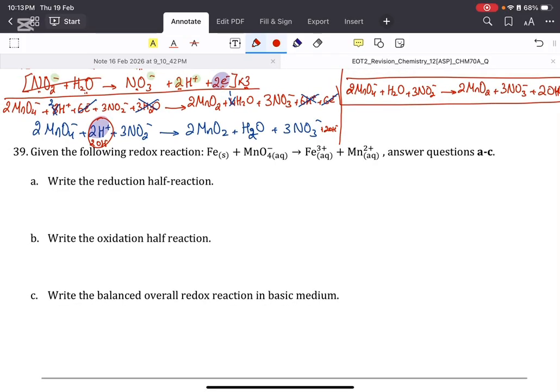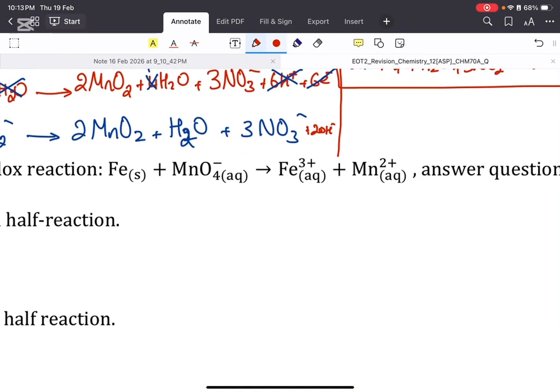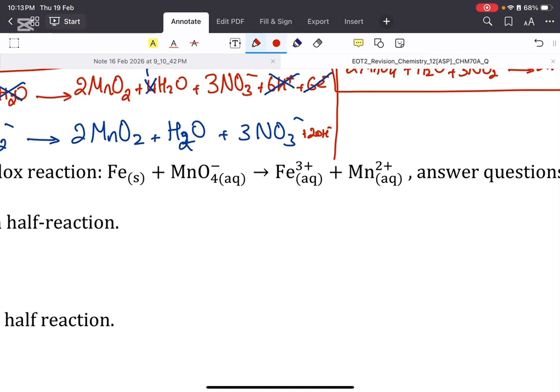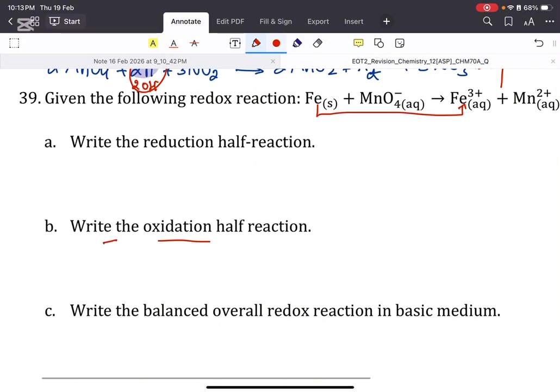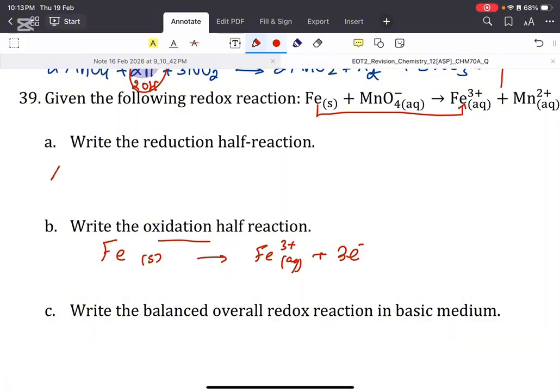Again, one more question. Given the following redox equation, write the reduction, then write the oxidation, then put the overall. Now, I don't have to know everything from the beginning, but I can look at Fe going to Fe3 plus, and I see that this was oxidized. So I'm going to write this one over here. And definitely the second one is going to be the reduction. So I'm going to add 3 electrons. I should not forget the physical states. And now MnO4 minus giving Mn2 plus aq and aq.